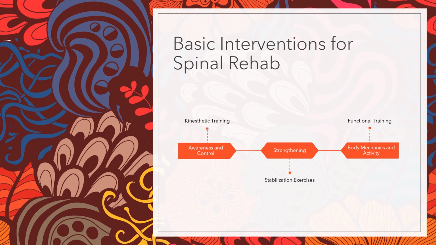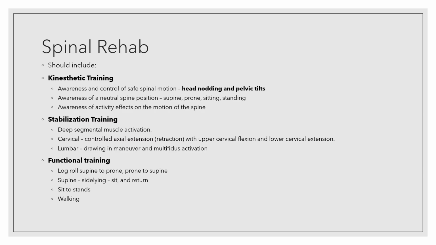We want to make sure that we have all of these things in place before we try to progress a patient to basic and advanced training exercises, because stabilization is at the root of spinal dysfunction. It's a stabilization defect, and so we have to have the proper kinesthetic awareness and control before we can move on to any additional steps. Spinal rehab should include kinesthetic training as the very first step, and this is going to include awareness and control of safe spinal motions. We can use things like head nods and pelvic tilts to achieve this.